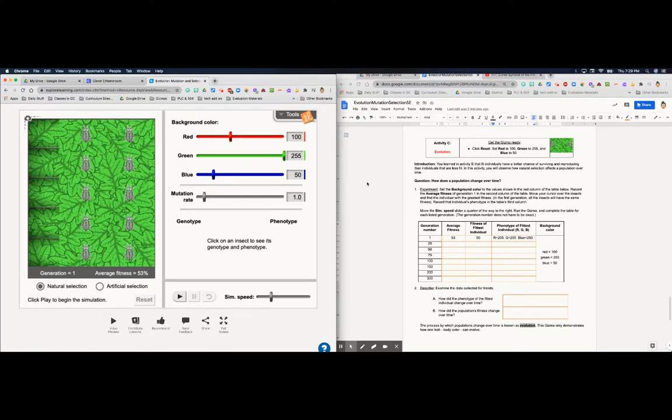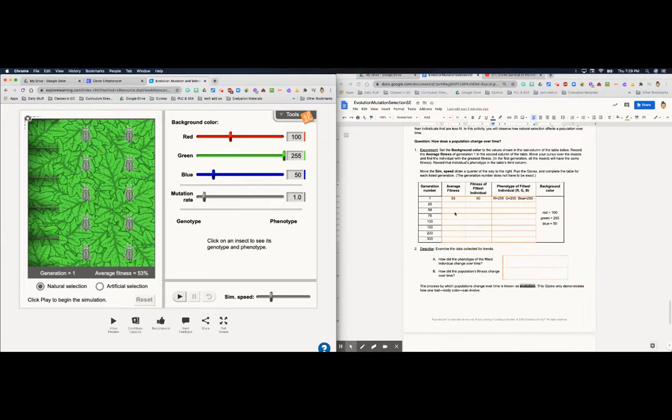You learned in activity B that fit individuals have a better chance of surviving and reproducing than individuals that are less fit, right? And remember, fit doesn't necessarily mean in good shape. It means that they are adapted to their environment, because you could have an elephant that is in great shape and perfectly fit. You put him in Antarctica, he's not going to do really well. So fit means fit for that environment wherever they live. In this activity, you will observe how natural selection affects a population over time. So the question is, how does a population change over time?